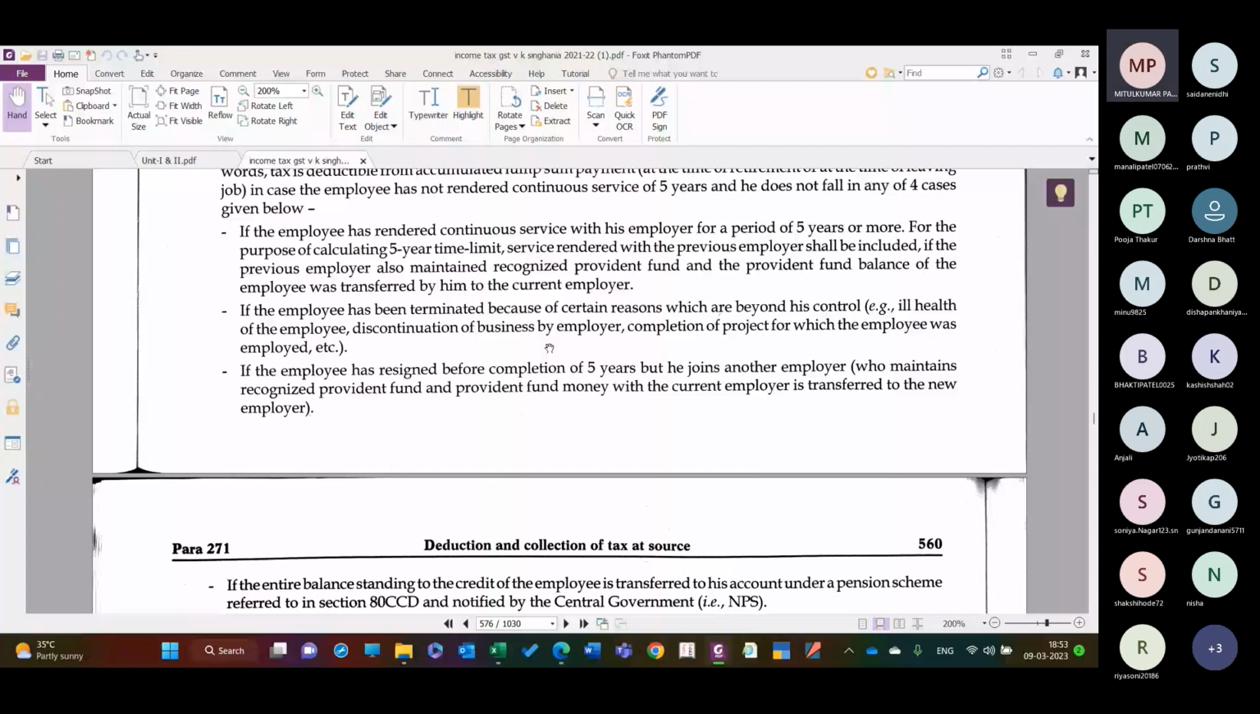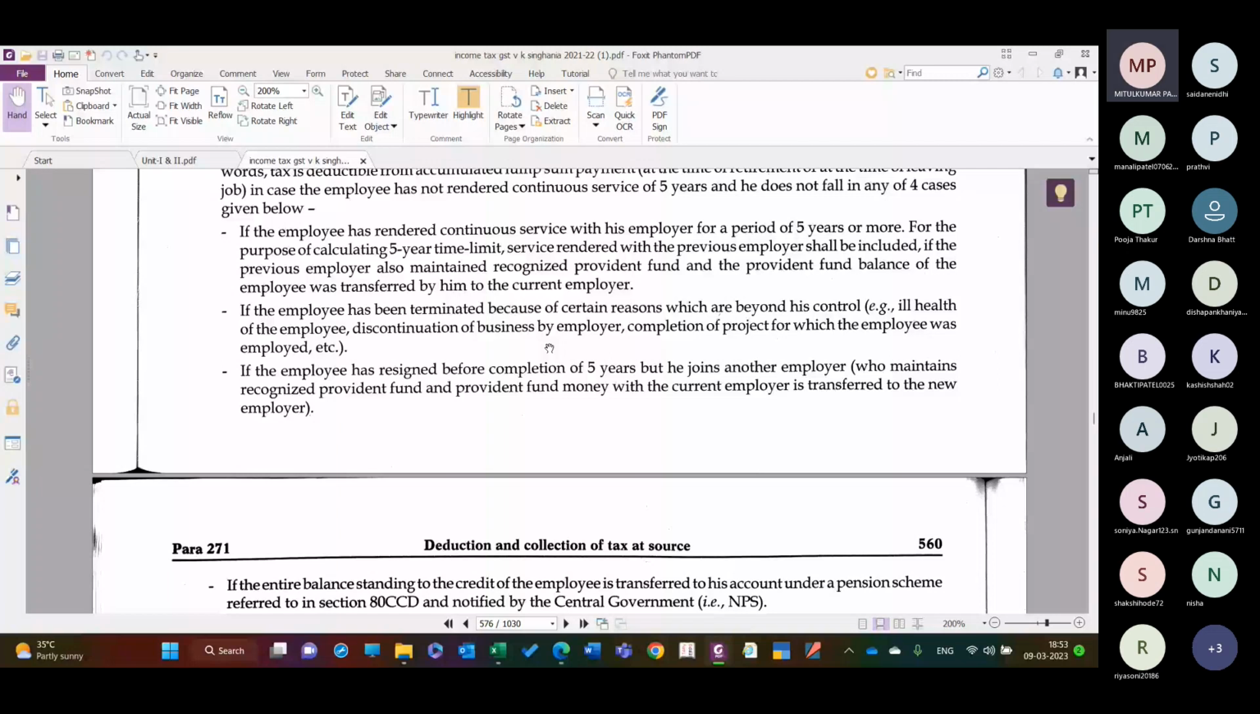What is the threshold limit? The tax is not deductible if the taxable premature withdrawal is less than rupees 50,000. 50,000 થી ઓછું હોય તો કાપવાની જરૂર નથી. 50,000 કે એનાથી વધારે હોય તો જ TDS કાપવાની જરૂર છે.